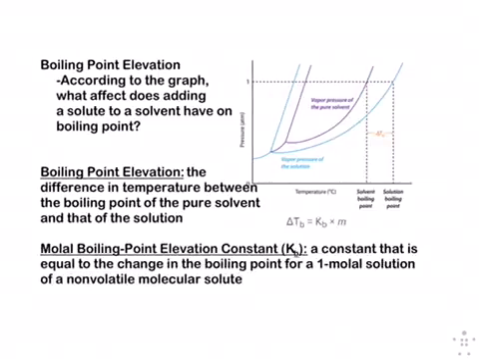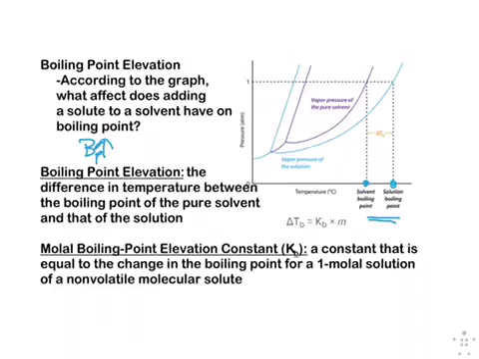So not only is freezing point affected by adding a solute, so is boiling point. According to the graph, what does adding a solute to a solvent do to a boiling point? If it's just a pure solvent, the boiling point is here. If it has a solute put in it, the boiling point is there. So what has happened to the boiling point? The boiling point increases. Very good.